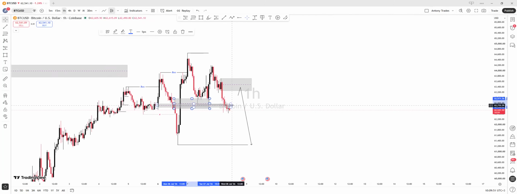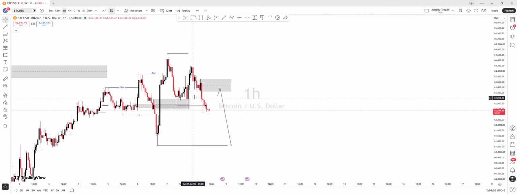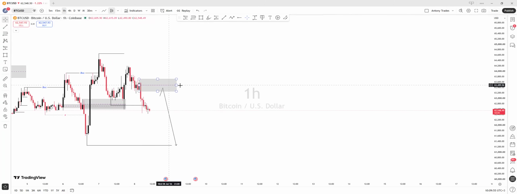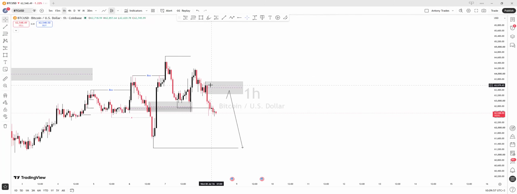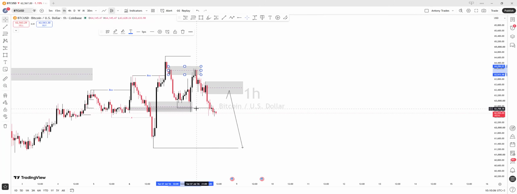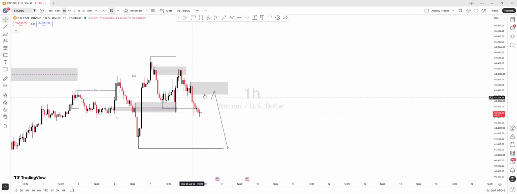So what am I anticipating now? If you want to take, we have this kind of setup here. It's a very risky setup, but you can really take it because of this internal change of character here. You can see the market came, reacted from this supply, pushed down to give you an internal change of character around this area. So you can really look for a short-term sell from this area.